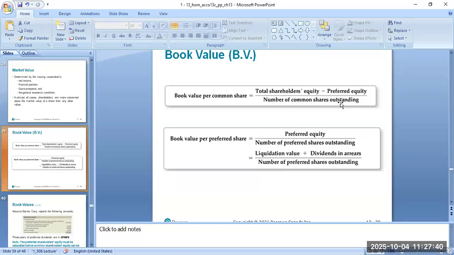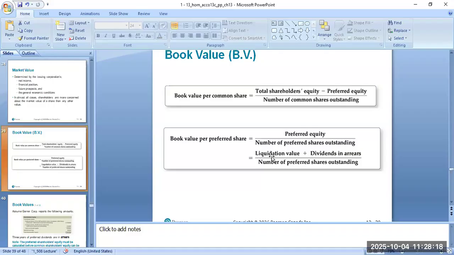So we're going to get the total shareholders' equity as a number. We're going to deduct what belongs to the preferred shares, and whatever is left is divided by the number of common shares to give us the book value of the common shares. Now the question is, what's the book value of the preferred share then? The preferred equity. But what's the preferred equity? Preferred equity is the liquidation value of the preferred shares, or if you want to get rid of the preferred shares, how much we have to pay now.